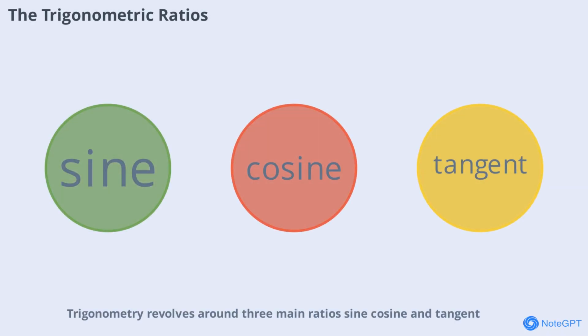Trigonometry revolves around three main ratios: sine, cosine, and tangent. These ratios compare the lengths of different sides of a right-angled triangle. Sine is the ratio of the opposite side to the hypotenuse, cosine is the adjacent side to the hypotenuse, and tangent is the opposite side to the adjacent side. These ratios are the building blocks for solving countless problems in mathematics, physics, and engineering.